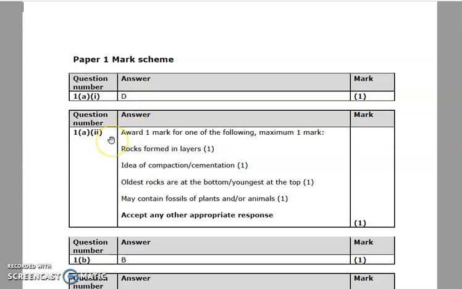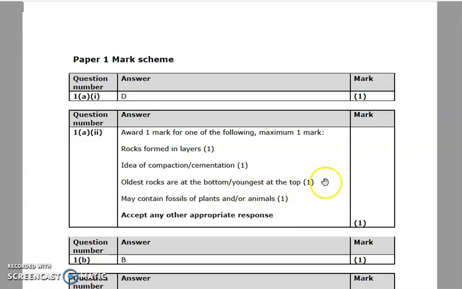Next we have the features or characteristics of a sedimentary rock. So here you can see all of the different things. It's formed in layers, ideas of compaction, or it's been compacted together. Oldest rocks at the bottom, may contain fossils of plants or animals, but you could give any other appropriate response. If you're not sure, have a look at your revision guide or your notes and see whether your answer would fit with that.